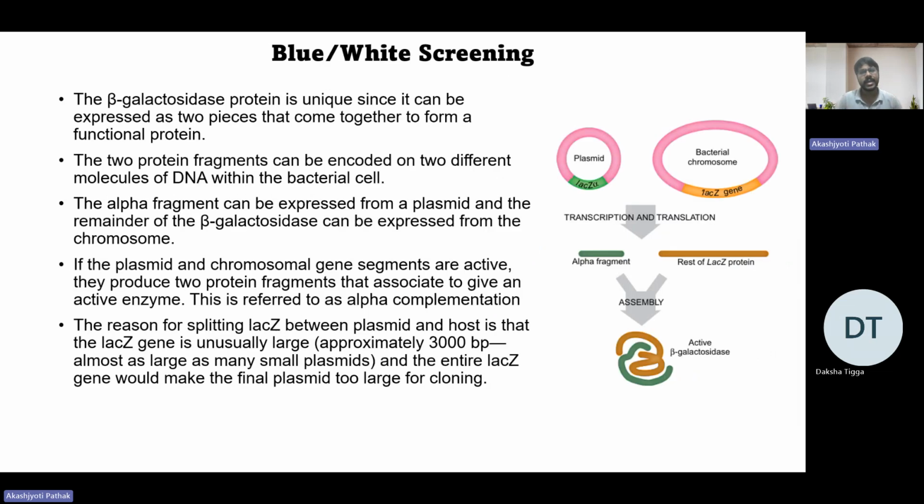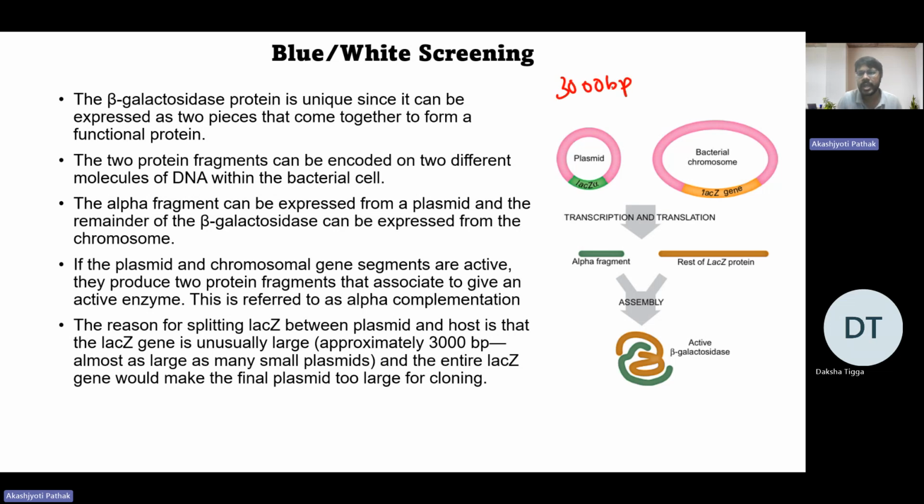So what is done basically, this blue white screening has a little concept that you must understand. In blue white screening, this beta galactosidase protein is unique. Okay, it is unique. Why? Because it can be expressed as two pieces that come together to form a functional protein. This beta galactosidase gene is a very large gene which codes for this protein. It is around 3000 base pairs.